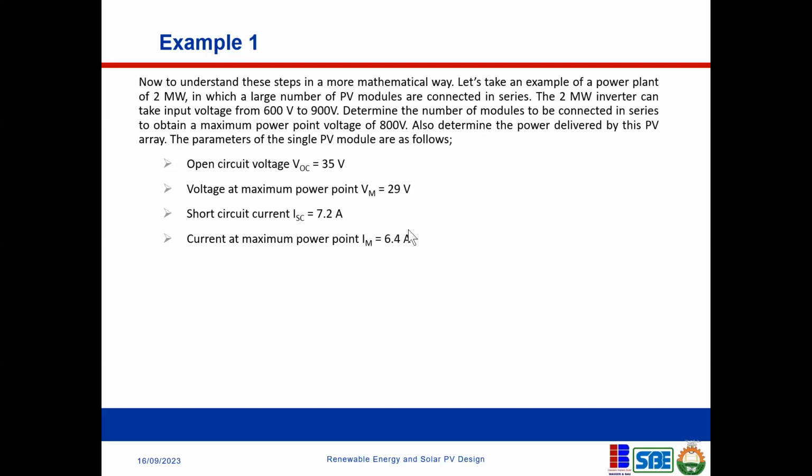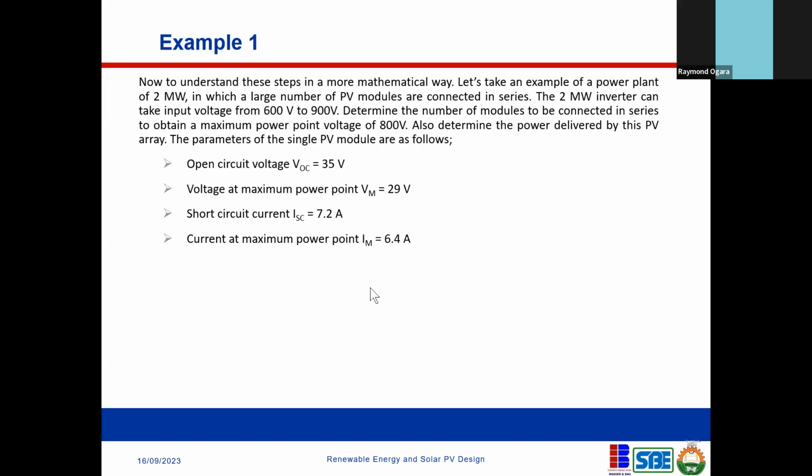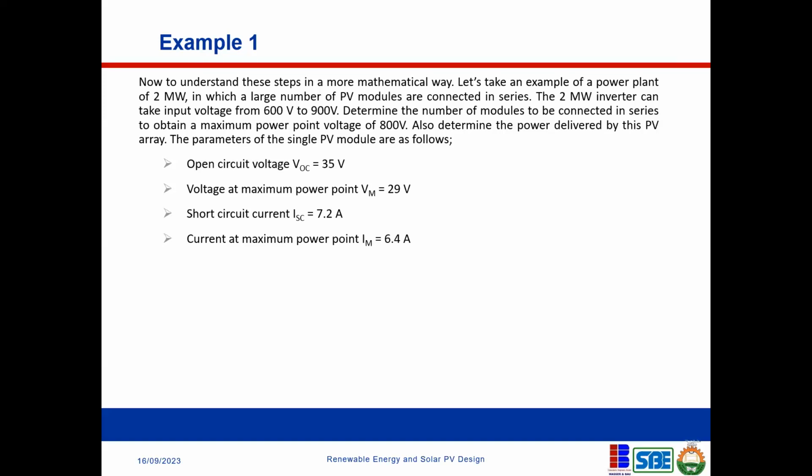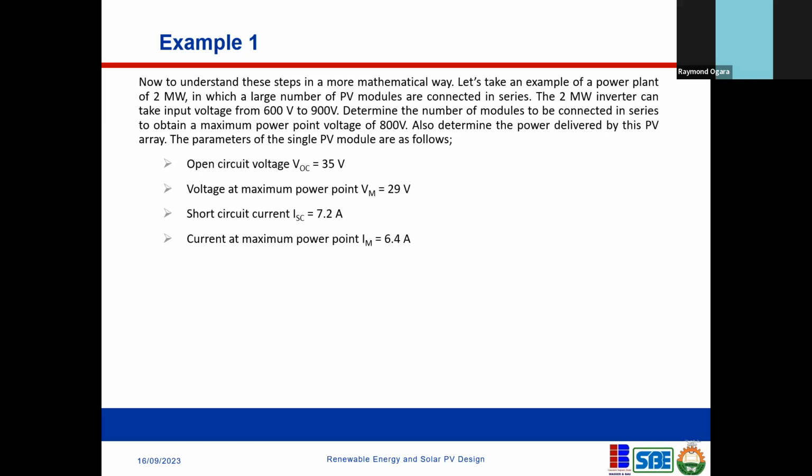Now let me ask us, what is the maximum power output from this module? It is not given here, but we can calculate it from here. What is the maximum power output from this module? That will be the maximum voltage by the maximum current, which is the maximum current multiplied by the 29 volts, by 6.4 amps, will give us the maximum power.